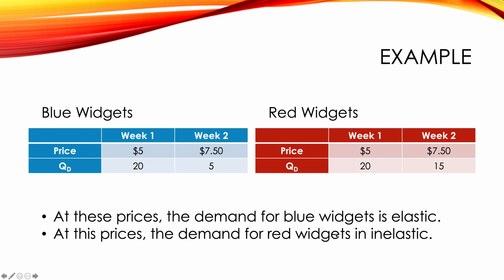On the red widgets, we'd call those demand inelastic because they saw that same 50% price increase, but they only had a reduction of 25% in quantity demanded. Consumers didn't really care that much about the price jump for red widgets, but they really cared about the price jump for blue widgets. And that's how elasticity works.